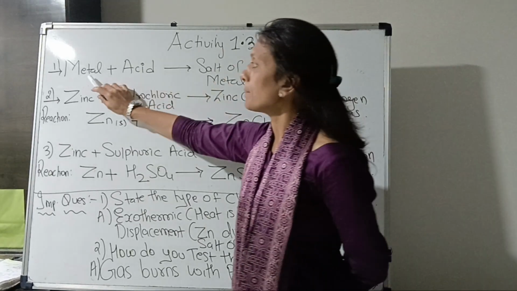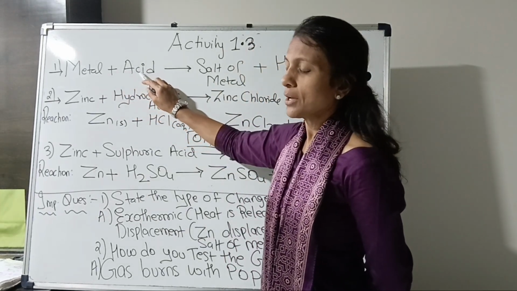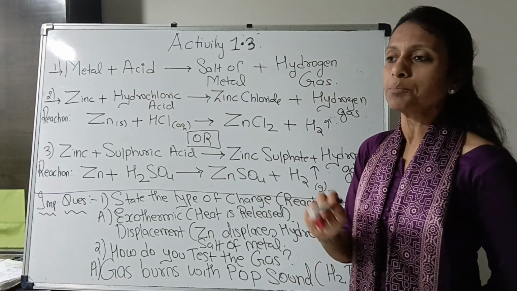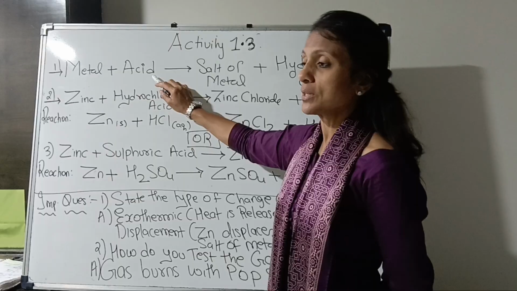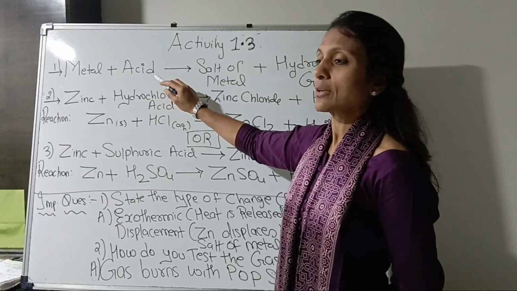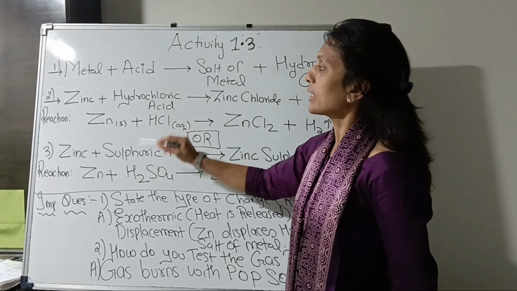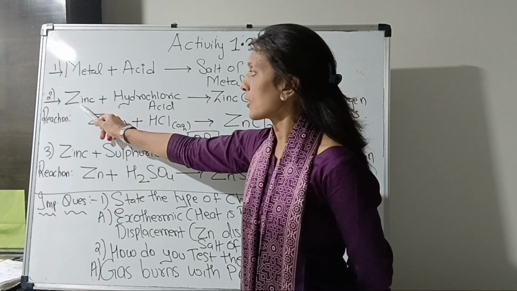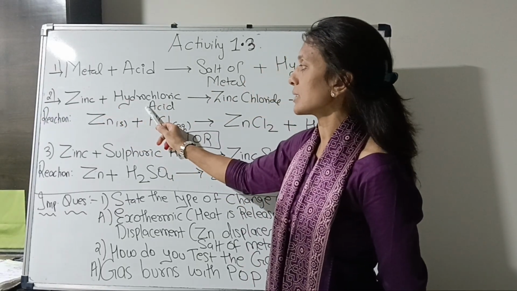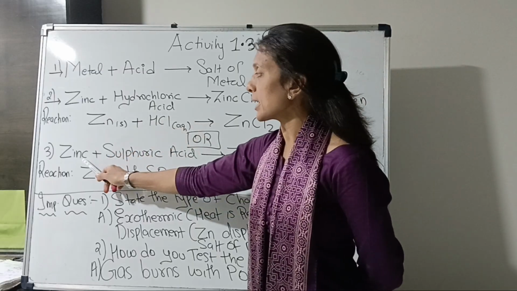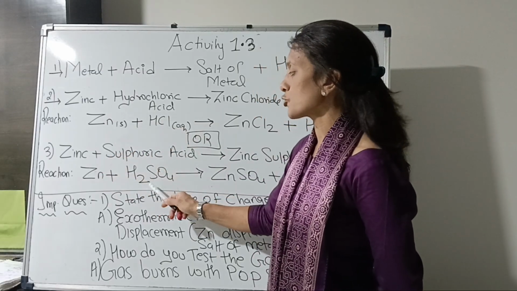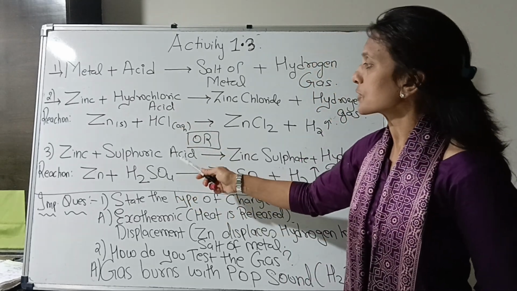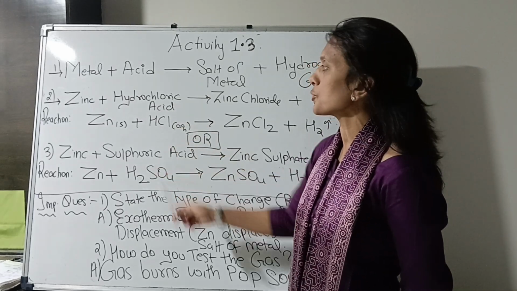Now, all the metals definitely react with acid, but few metals like gold, copper, silver, platinum, mercury do not react with acid because they are less reactive than hydrogen. Okay, coming back to our activity, here they have taken the reaction of zinc either with hydrochloric acid, which is HCl, or zinc with sulfuric acid, H2SO4. Any one out of two reactions can be done. It is not compulsory. Any one of your choice you can prepare.